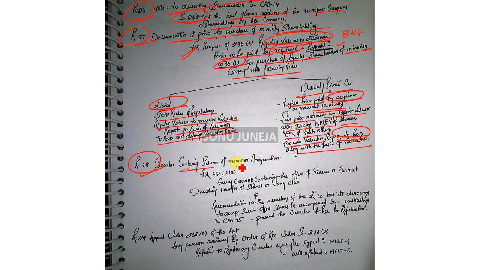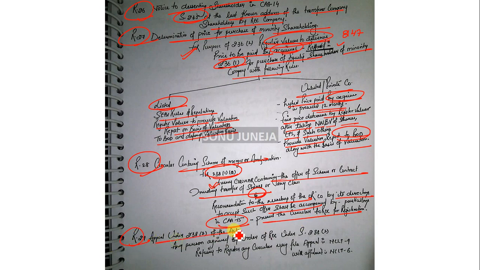Rule 28. Circular with respect to the scheme of merger and amalgamation. 238 subsection 1 clause A. Every circular containing an offer of the scheme or contract involving transfer of shares of any class, and recommendation to the members of the transferor company by its directors to accept such offer, shall be accompanied by the particulars in CAA 5. Present the circular to ROC for registration.